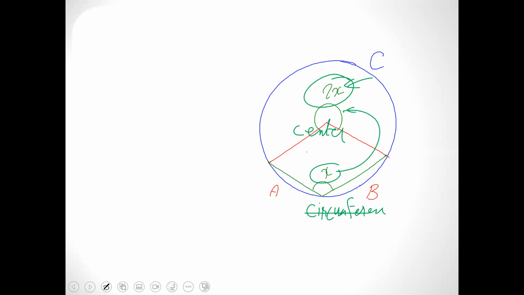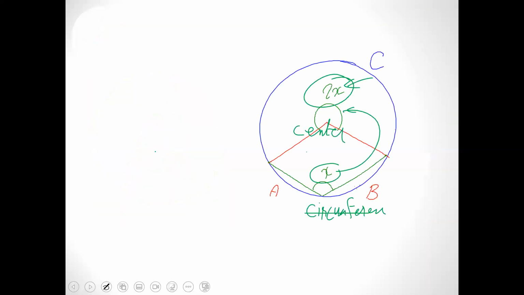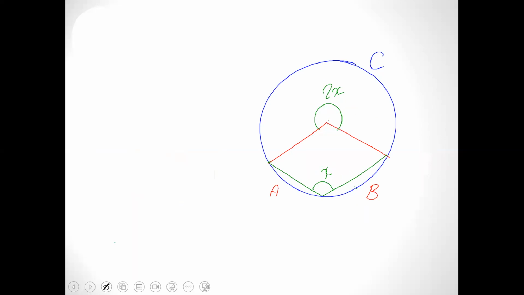Sorry, can you repeat? Is this number 9 or number 10? No, it's number 9, but number 9, another approach. Here, you take this angle and you take this angle. It is the same property, but the angle positions are different. So you have to remember that this angle won't be double here. It will be double across the center, always. You have to now copy this screen.